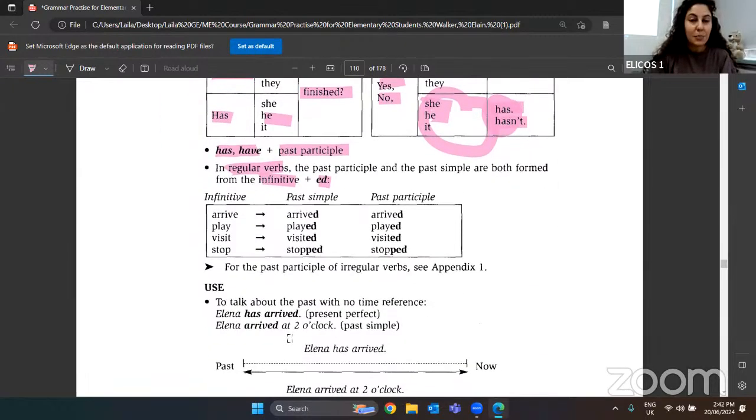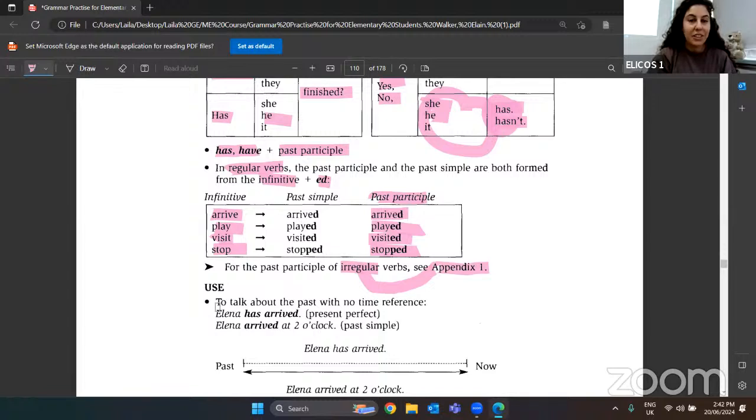So let's practice just putting the verbs in the past participle. We have arrive, it would become arrived. Play, played. Visit, visited. Stop, stopped. So you just add an ed, that makes it regular. It means it follows the rule. But be careful because there are some irregular verbs. I'll send you a list because it's a long list. You just got to learn them. They're on this page. I'll send it to you.